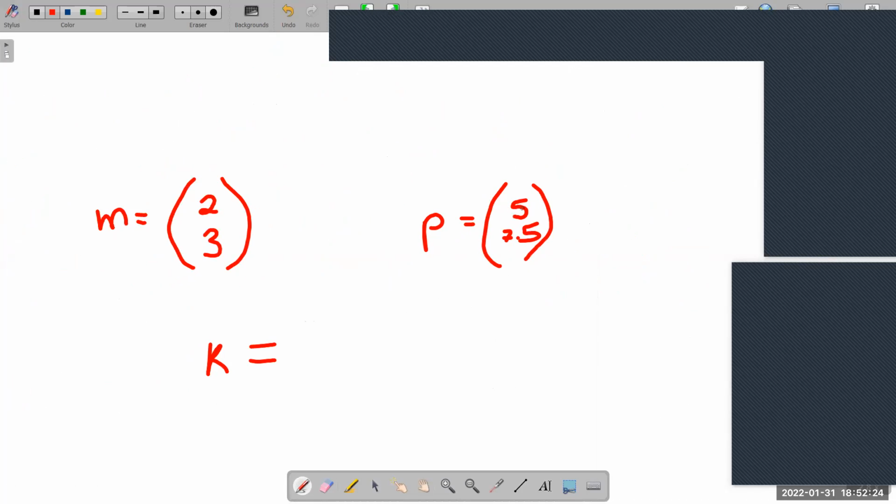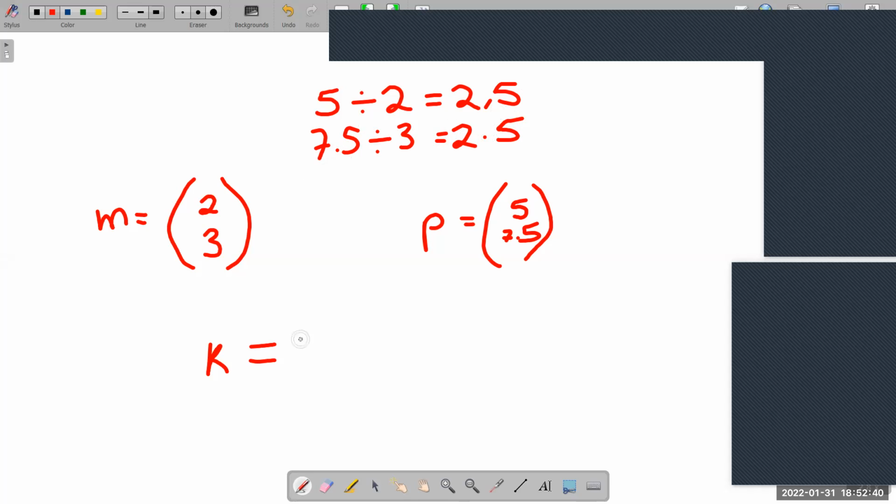So when you say 5 divided by 2, what do you get? You get 2.5. And when you get 7.5 divided by 3, what do you get? 2.5. And so K is equal to 2.5.